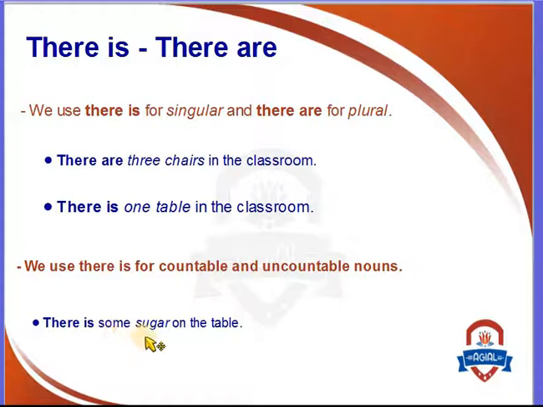There is some sugar on the table. Sugar here, countable or uncountable? Uncountable. Sugar is uncountable. Okay? So I use there is. Let's continue.